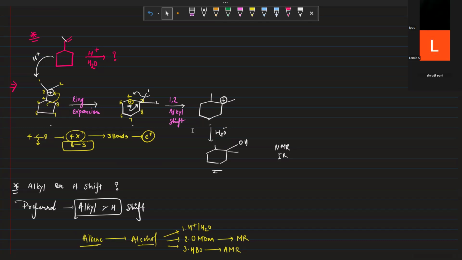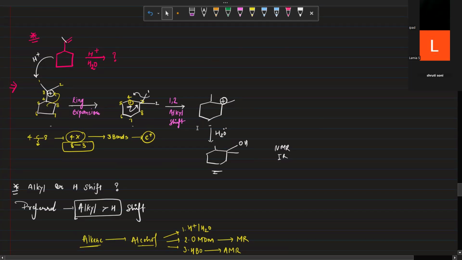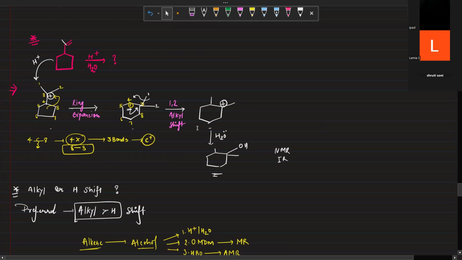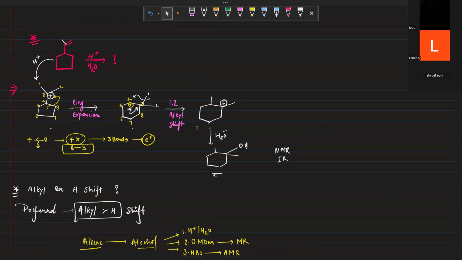It's just an alkyl shift, right? Either it's an alkyl or hydride shift. So protonation, then if needed any sort of rearrangement or shift will proceed, then deprotonation. After that, attack of the nucleophile, that is H2O, and then in the last step deprotonation.